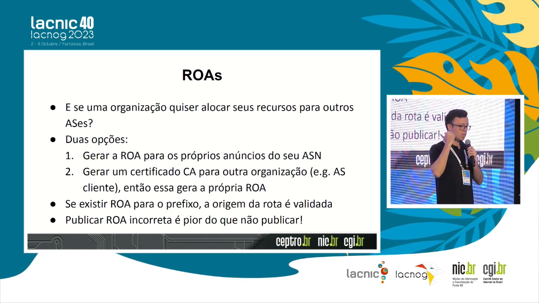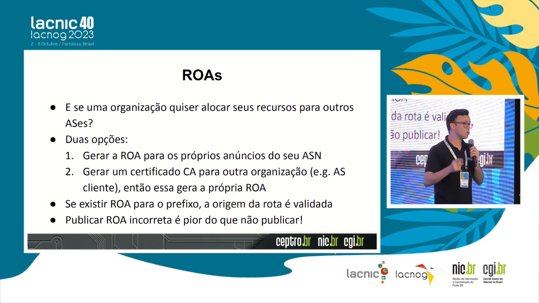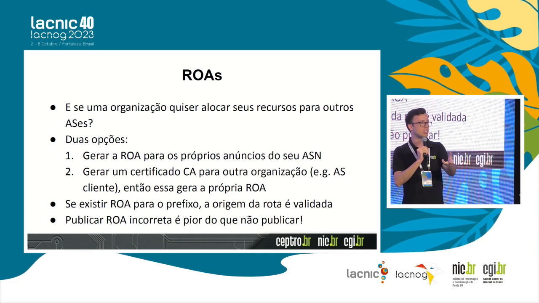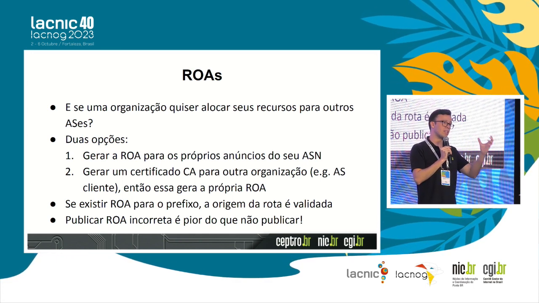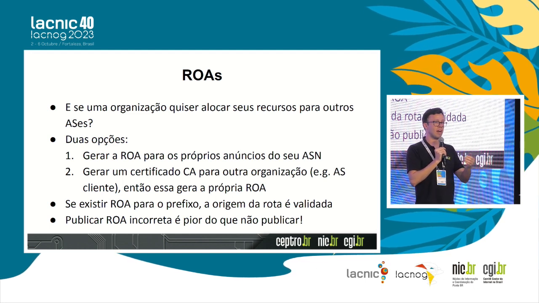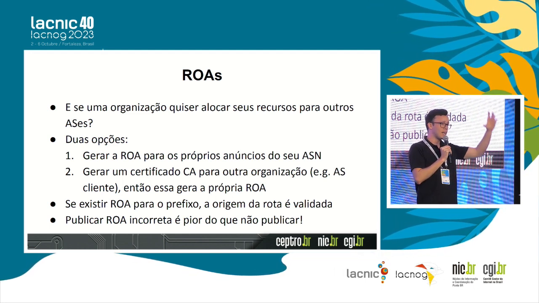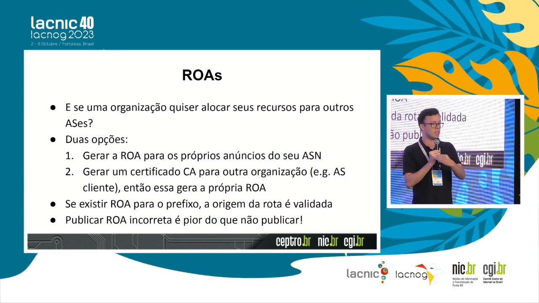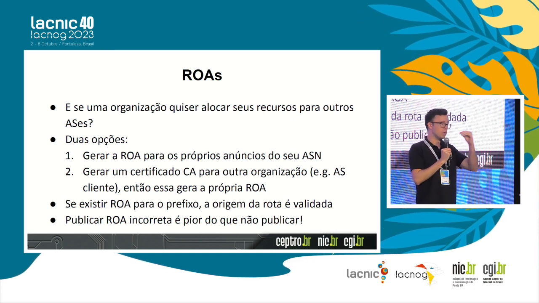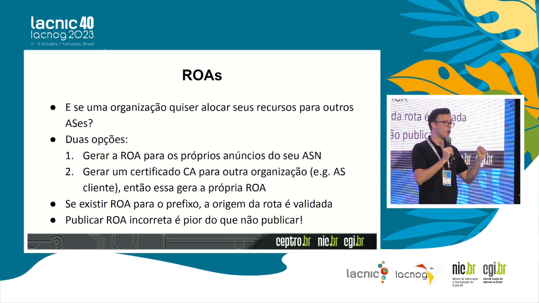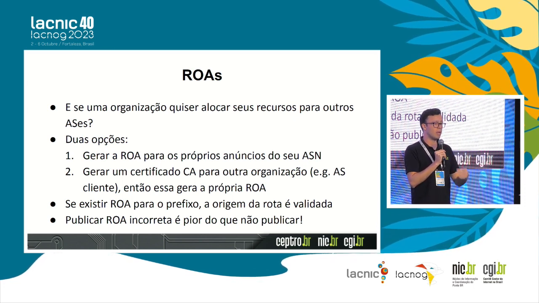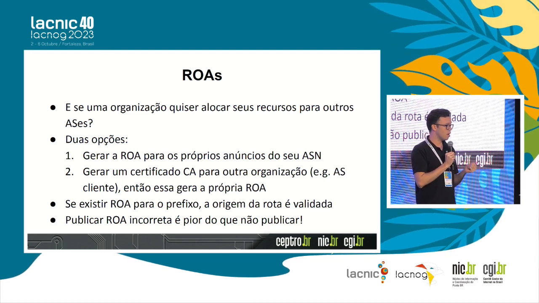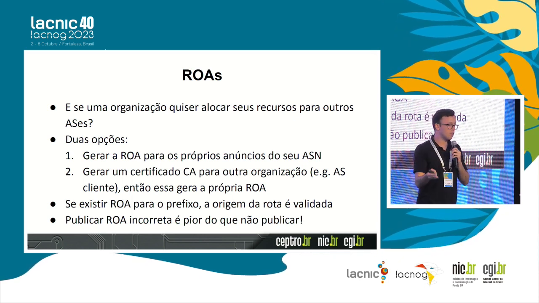If there is a ROA for that prefix, the origin of that route is validated. If it is incorrect, it is worse than not publishing it. And this is what we mentioned previously. Now, what would occur if we don't have a ROA for that specific route? In that case, it will be classified as not found or unknown. And it is likely that it will be included in that ASN list that still do not use RPKI. Now, if there is no document that mentions that this ROA can be published, it will remain as unknown. So at that time, they are not being filtered in the routing table.